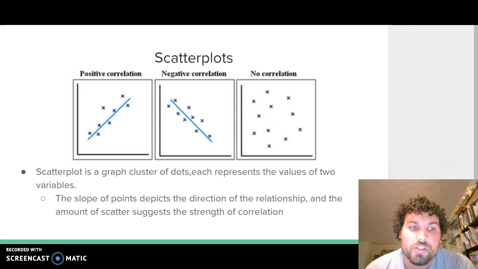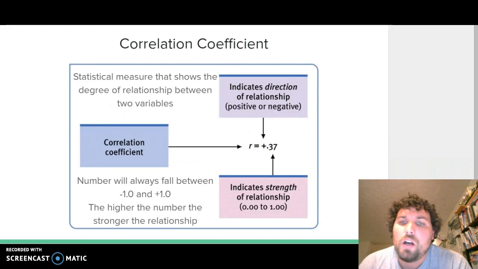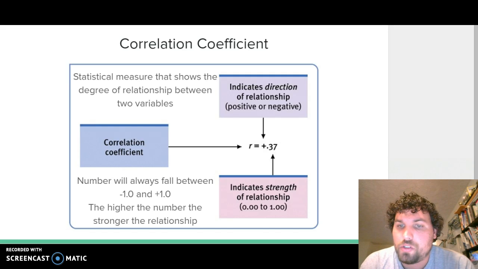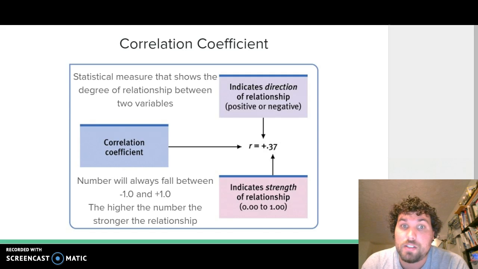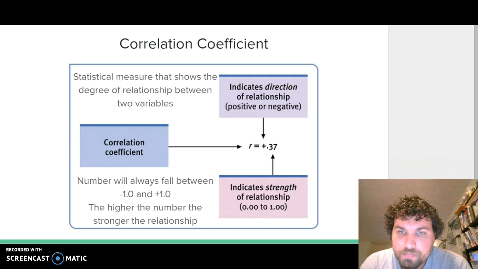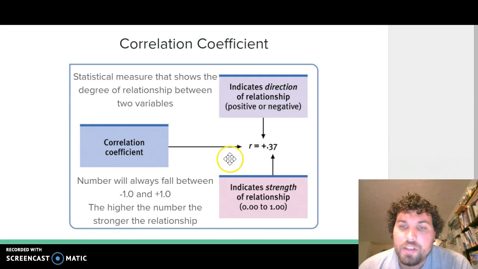So there's no relationship or no correlation shown in that scatter plot. All right, and so statistically, the way we determine the relationship, the strength of the relationship, is with the correlation coefficient. It's a statistical measure that's going to show the degree of relationship between the two variables. And the correlation coefficient is represented in the equation as R.